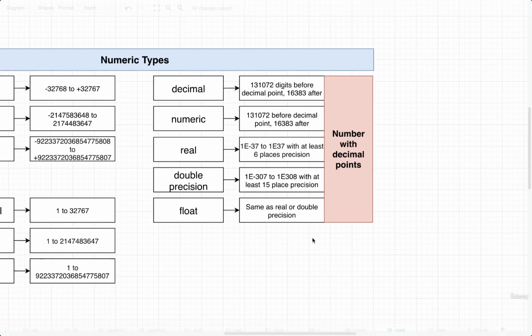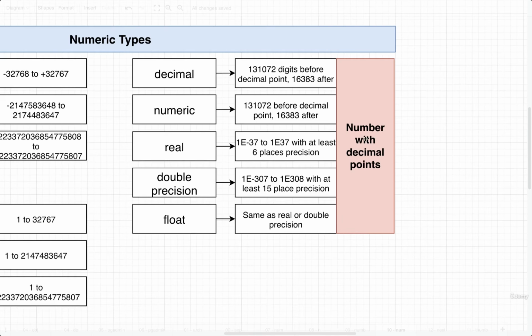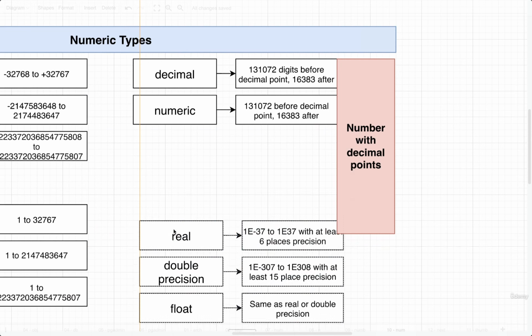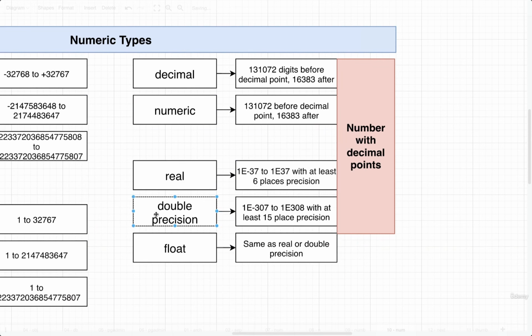What's a little bit more interesting, and what I really want to spend some time on, are these decimal types over here. So in general, we've got two different categories of types for handling numbers that have a decimal. The first category is decimal and numeric. The second category are these other three: real, double precision, and float. The big difference between these two categories of numbers is how precise or accurate we want the number to be.